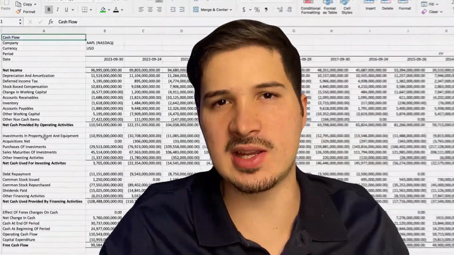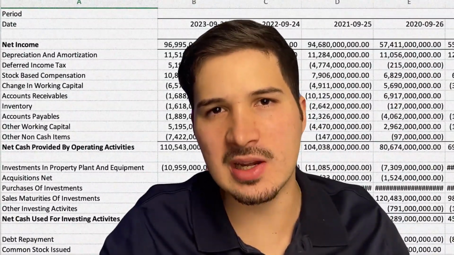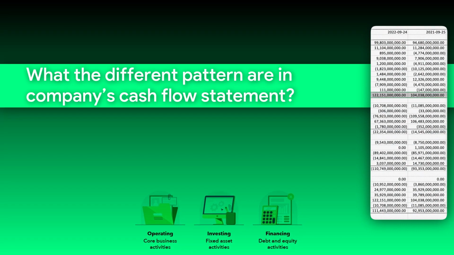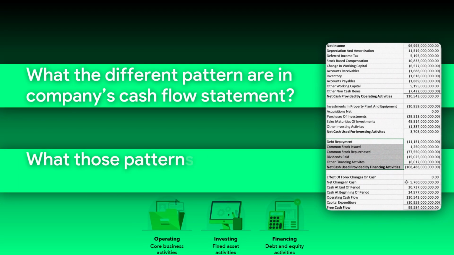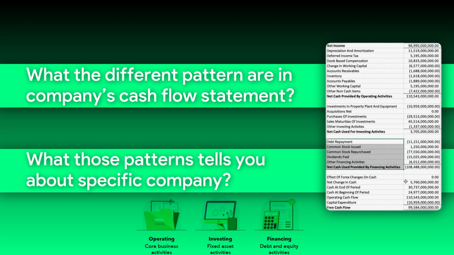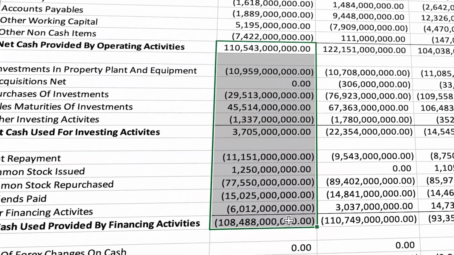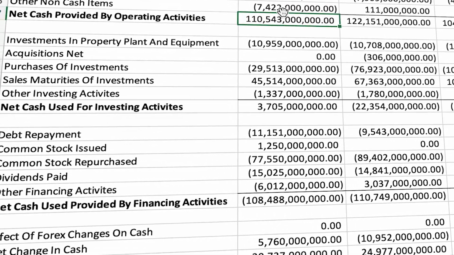This is a company's cash flow statement, and your ability to interpret the information in this very important financial statement could be the difference between making great investments time after time and making investments that you really regret. In this video, I'm gonna share with you what the different patterns are in terms of a company's cash flow statement and what those patterns tell you about a specific company and how you can use that information so that you can make some great informed investment decisions.